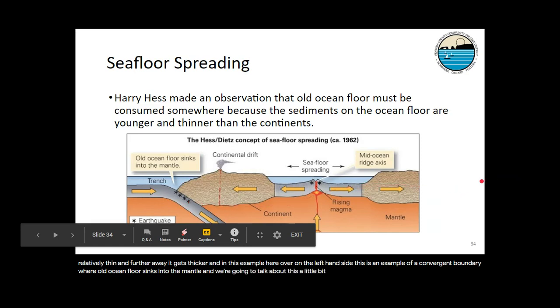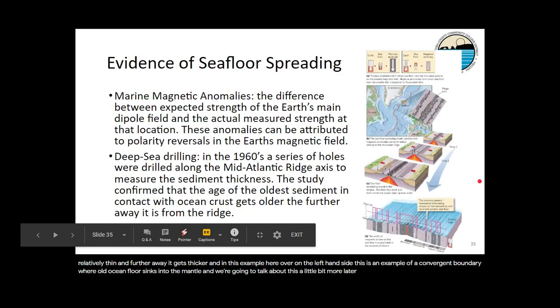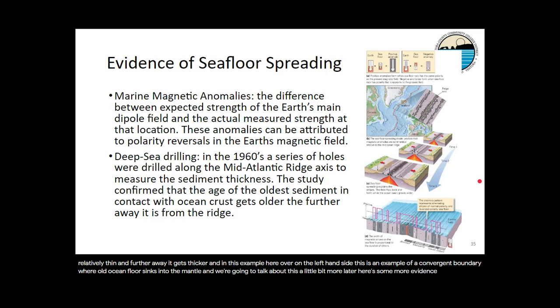Here's some more evidence of seafloor spreading. We talked about paleomagnetics, and so we can look at marine magnetic anomalies, which is the difference between the expected strength of the Earth's main dipole field, or the Earth's magnetic field, and the actual measured strength at that location. So these anomalies can be attributed to polarity reversals in the Earth's magnetic field.